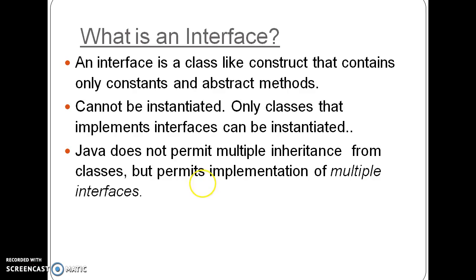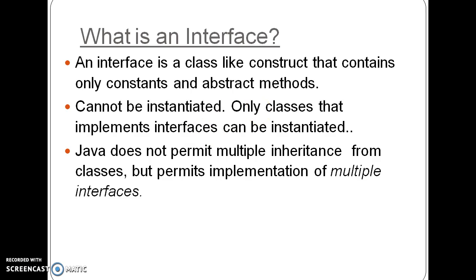So now we can see what an interface is. An interface is similar to a class, but it contains only data constants and abstract methods. So what is an abstract method? An abstract method is a method which is usually declared without an implementation, that is, without braces, just a semicolon. That type of method is called an abstract method.